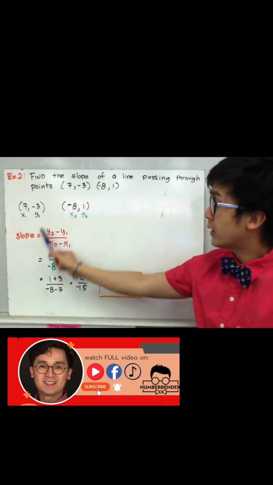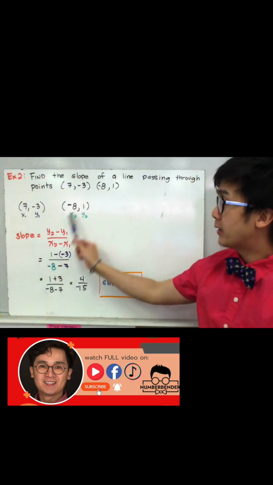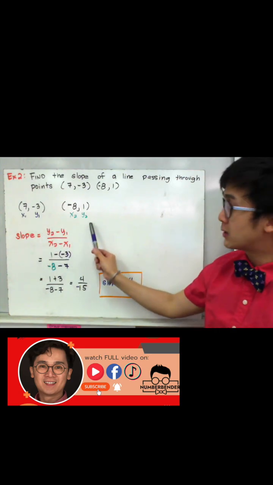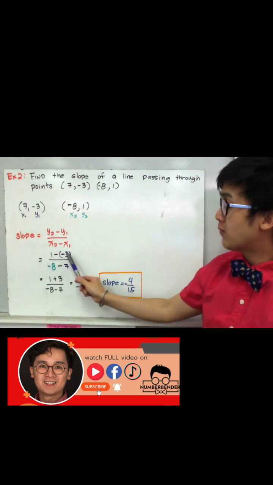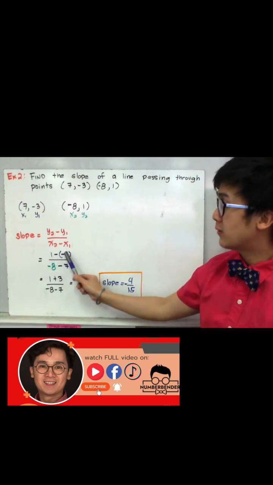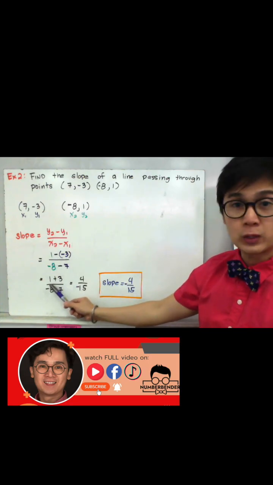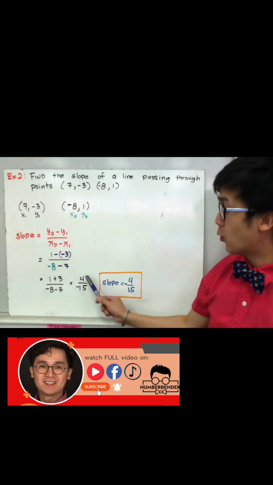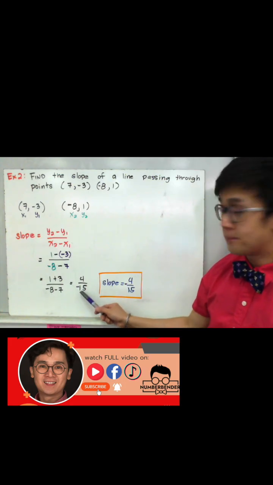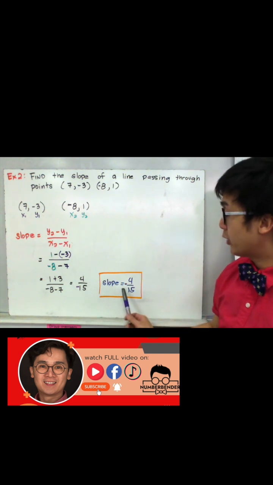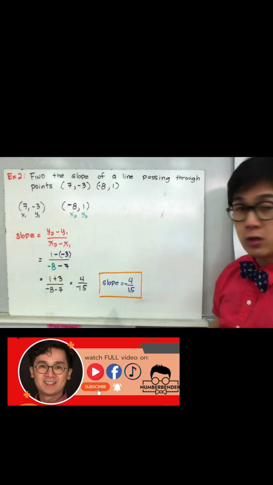So using the slope formula, by direct substitution, and after labeling your points, we'll have 1 minus negative 3 all over negative 8 minus 7. And we know that 2 negatives in the middle make a positive, so we'll end up with 1 plus 3 all over negative 8 minus 7, which gives us 4 all over negative 15. Since 4 over 15 is already in simplest form, our slope is therefore equal to negative 4 over 15.